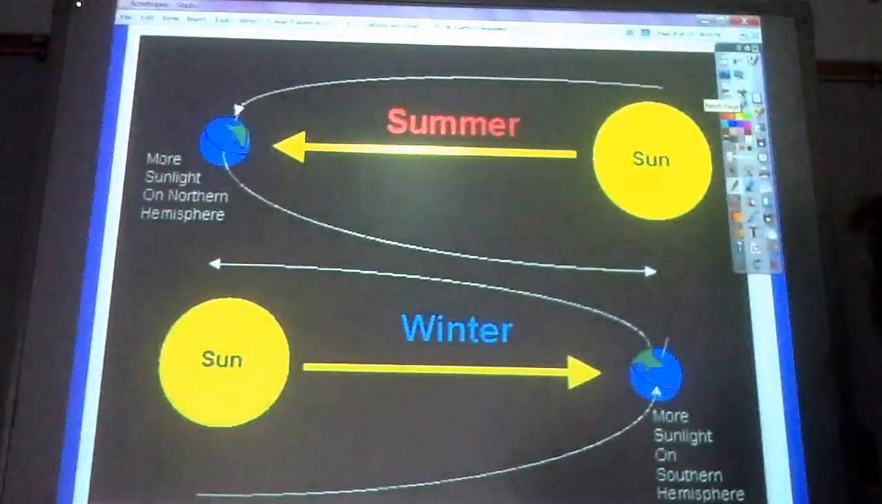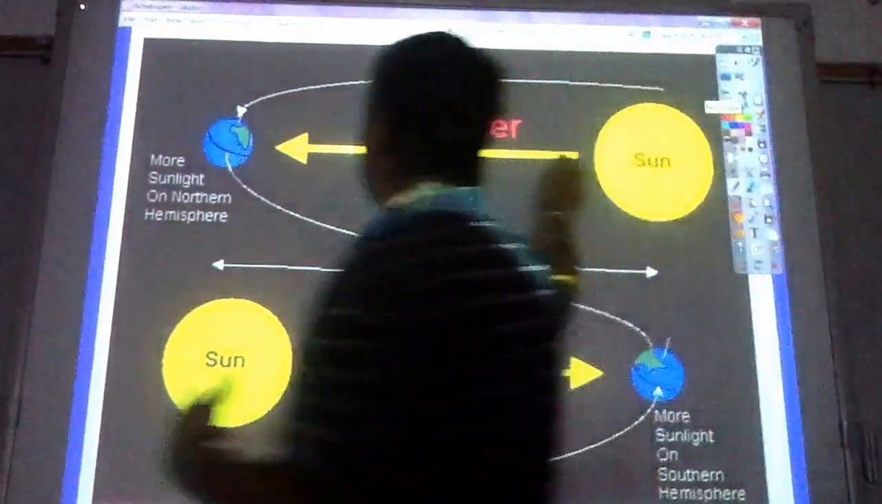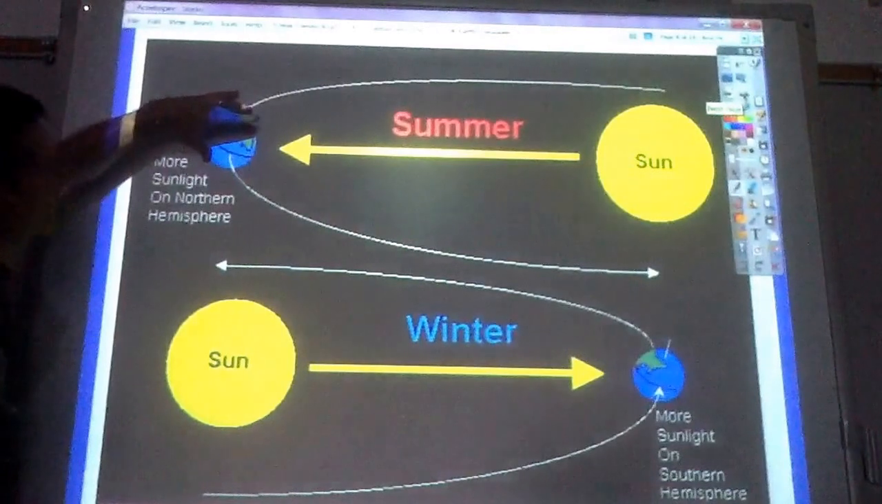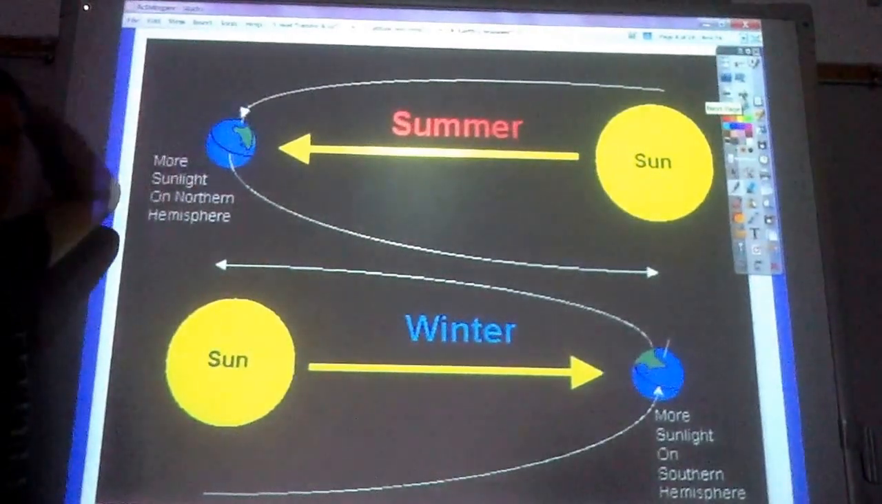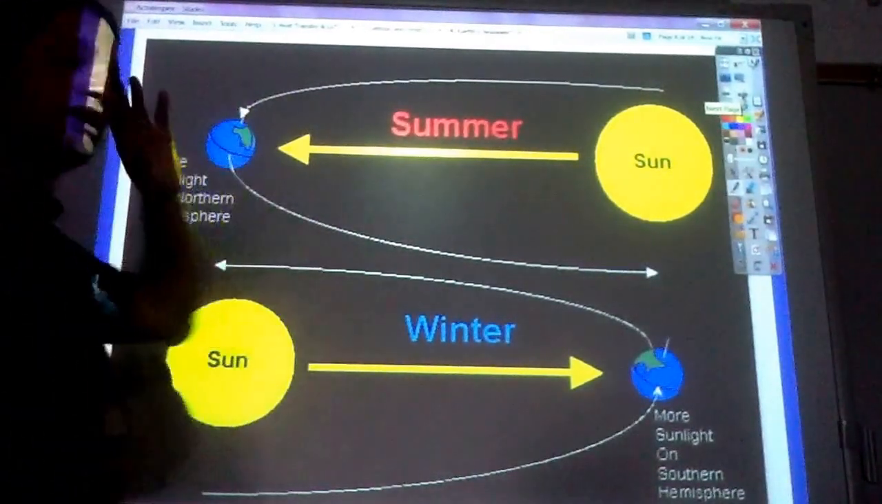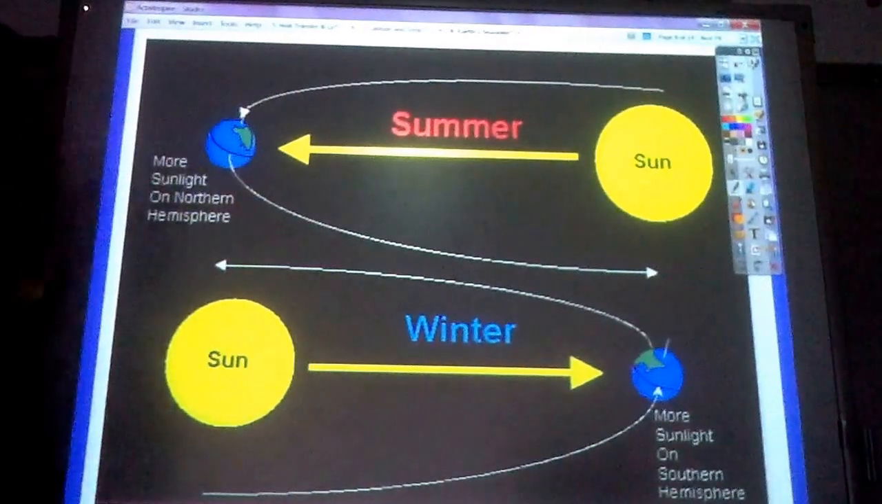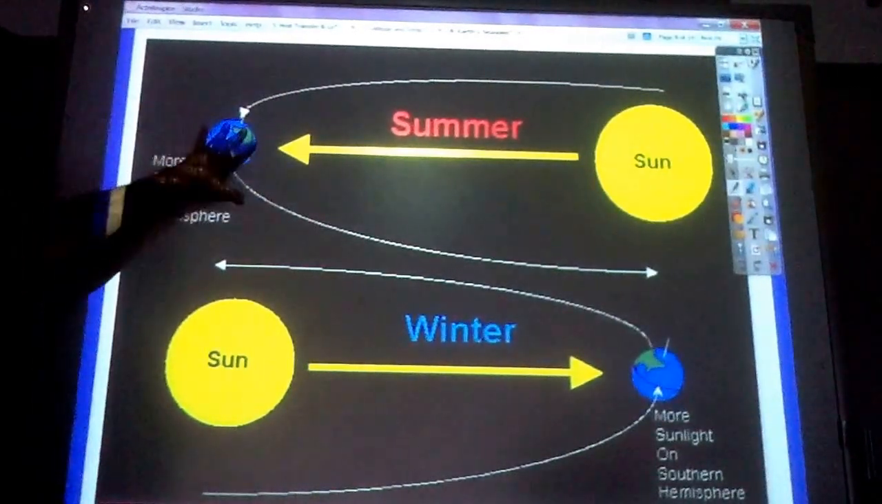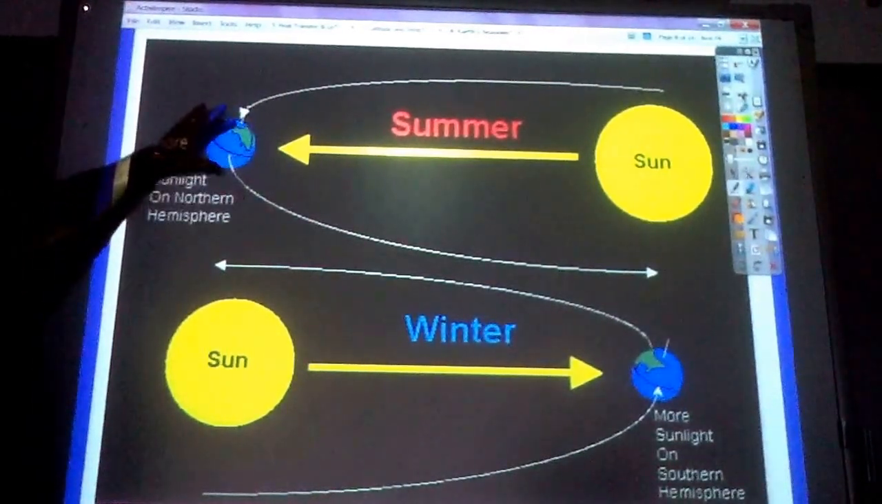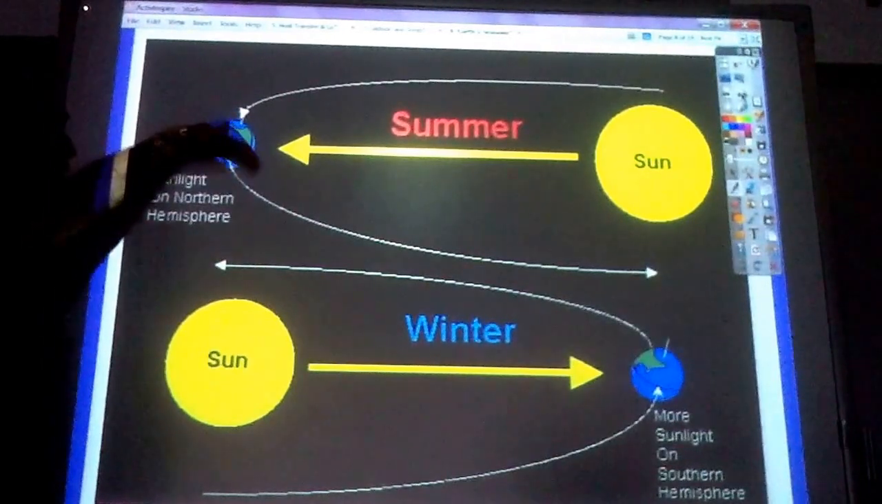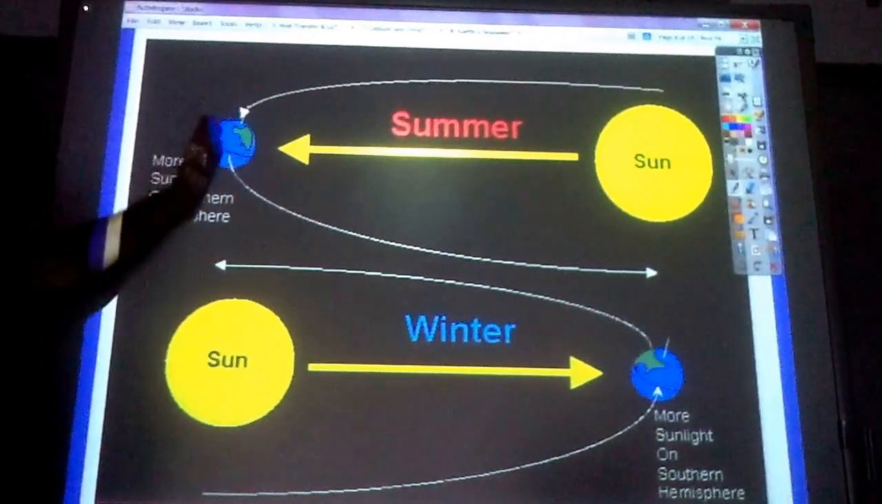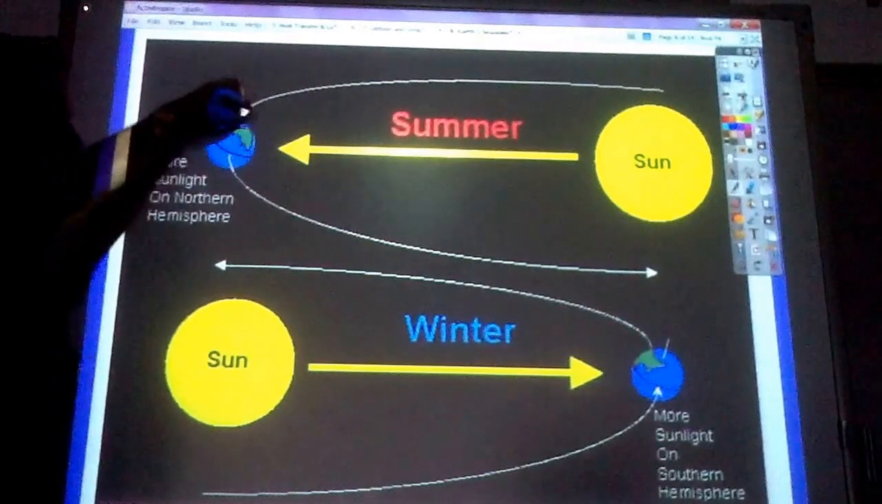All right, so just to review. During the summer, the Earth is sort of tilted to the side. Now, this is going to be difficult because we're trying to show a three-dimensional system on a two-dimensional picture. But I'll try. We show the equator sort of tilted like this, and the North Pole tilted towards the sun.